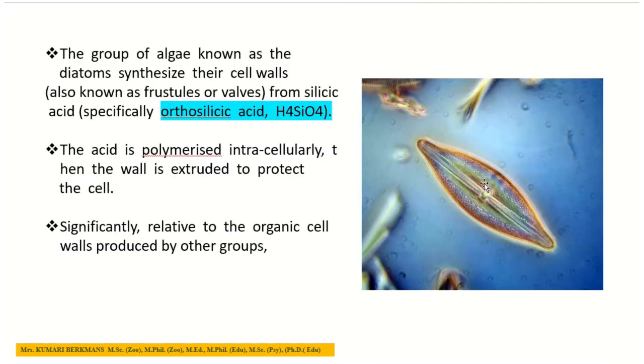What you see here is the diatom. This also comes under the group of algae. There is a special kind of acid present in this diatom, that is silicic acid, also called orthosilicic acid. The chemical formula is H4SiO4. The acid is polymerized intracellularly, and then the wall is extruded to protect the cell. Can you see the protection of the wall? This is extruded to protect the cell of the diatoms.